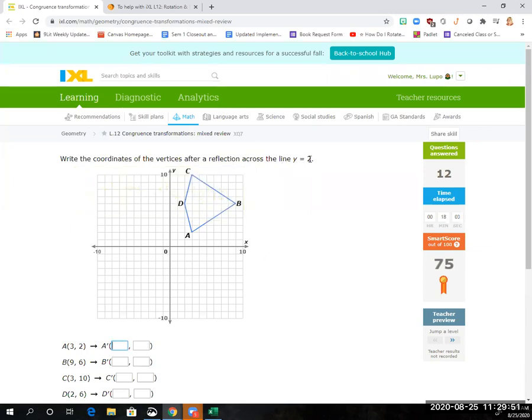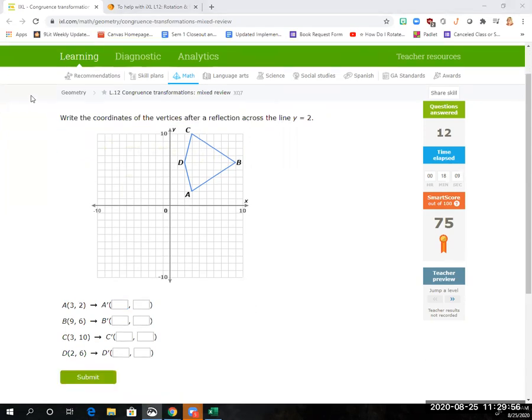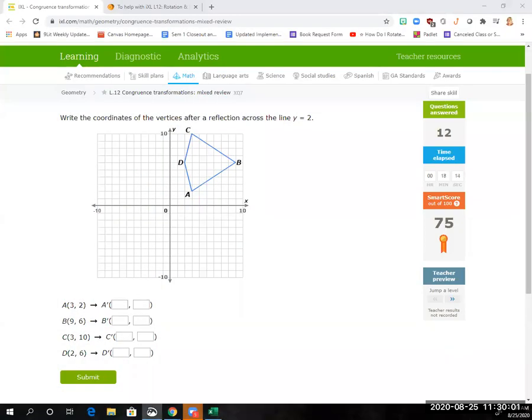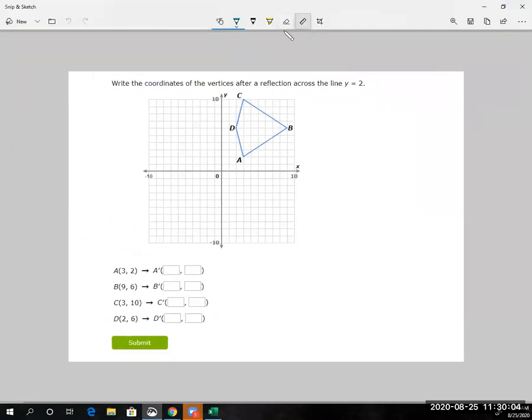If you're reflecting across Y equals 2, you see where Y is 2. Let me do this. Over Y equals 2. Y equals 2 is where 2 goes through the Y axis. So this right here, pretty much. Oh, that was horrible. Let me fix that. Come on now. Okay, so this line right here over 2. Basically I just want to reflect it below that line.